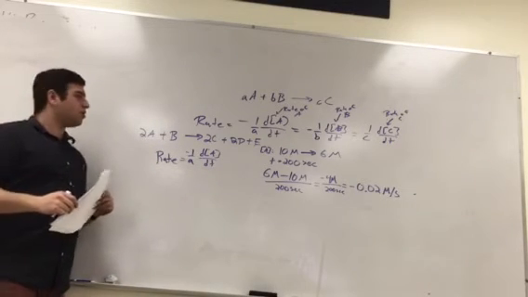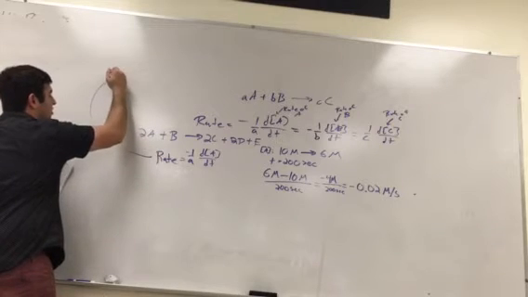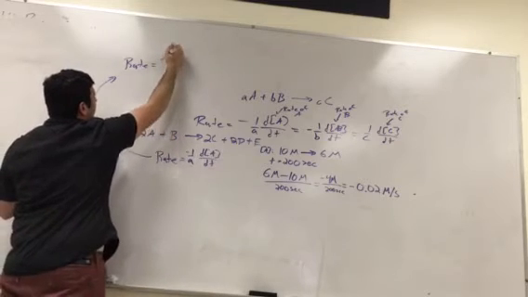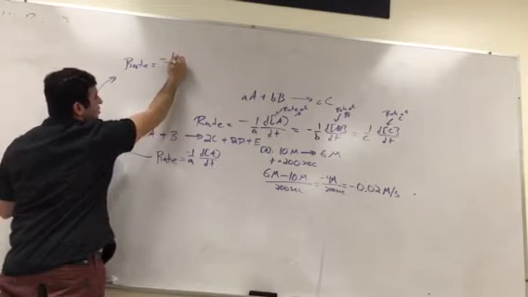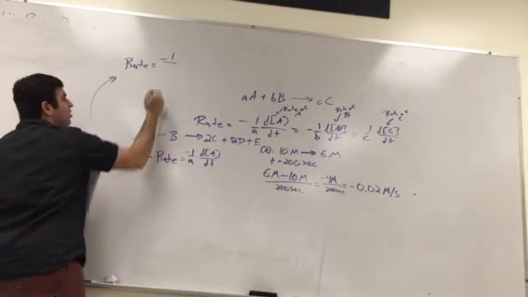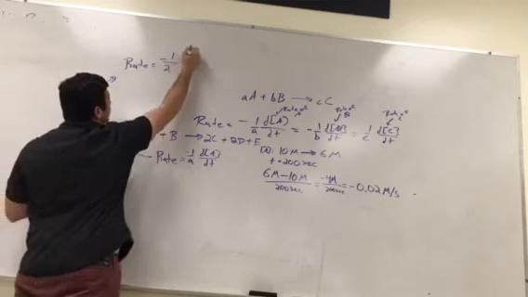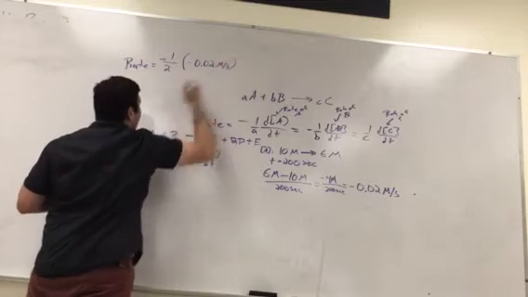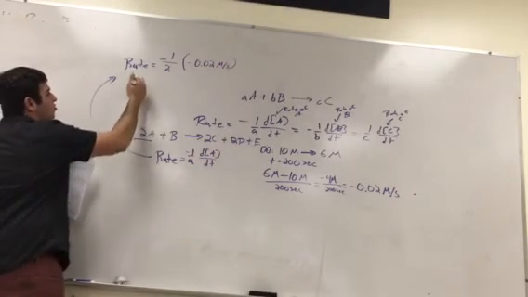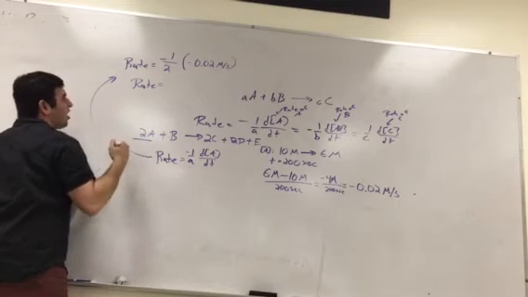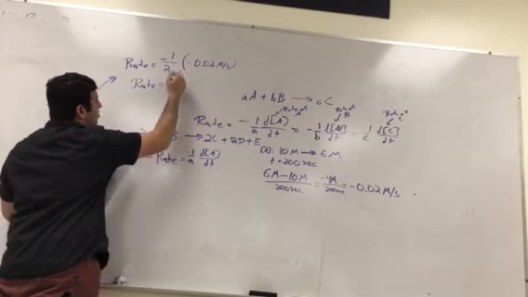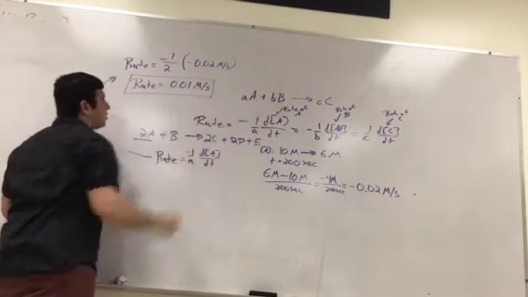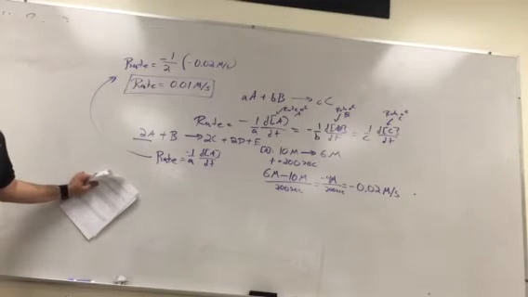Does that make sense? Now I'm going to bring this up here so you can see. I'm looking for the rate, and I know that the rate is negative 1 over the coefficient of A, which is 2. So negative 1/2 times the rate of A, which is negative 0.02 molarity per second. So the overall rate of the reaction, the average rate, is 0.01 molarity per second. Does that make sense?